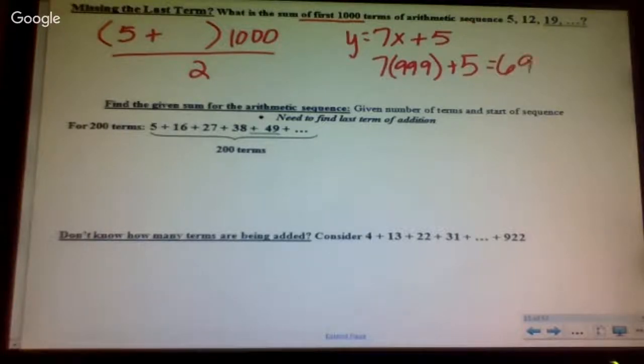6,998. That now goes in here, and we can find the sum of my first 1,000 terms.